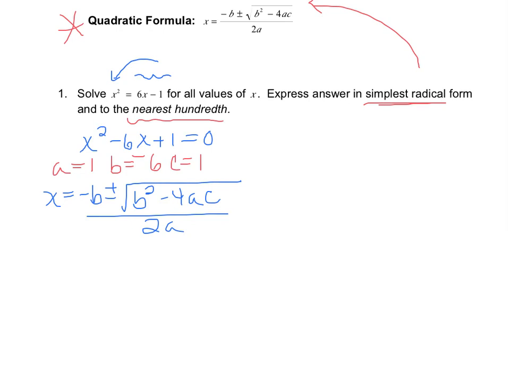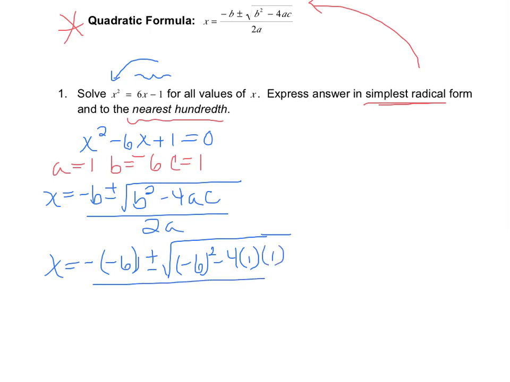Okay, so we're going to show substitution. X equals a negative of, what's b? A negative 6. So you see how I have a negative of a negative? That's very important. Plus or minus the square root of negative 6 squared minus 4 times a, which is 1, times c, which is also 1. The whole thing over 2 times a, which is 1.